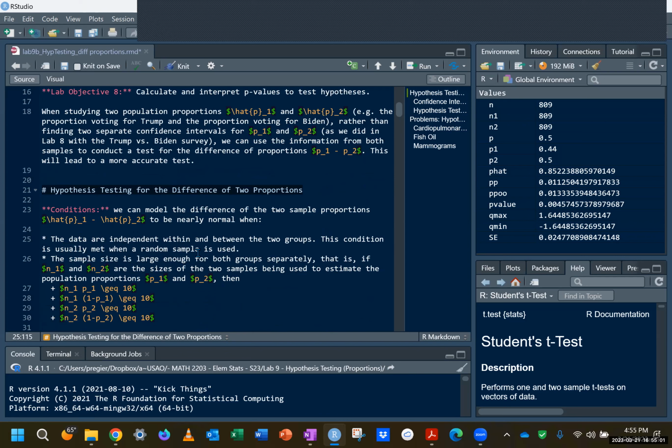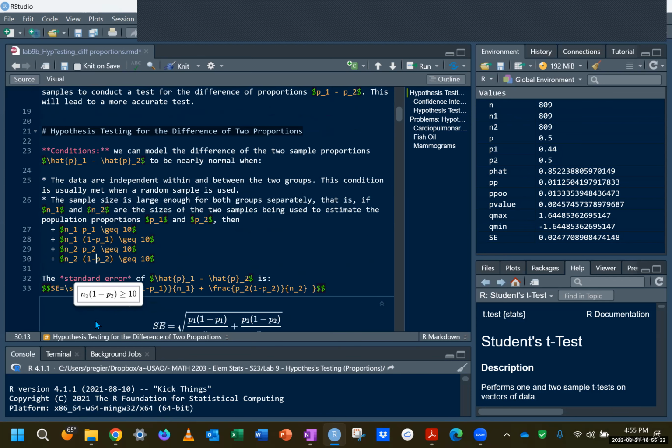The other condition, like before, is we need to have a large enough sample to say it's normal. So in this case, we need to have at least 10 successes. N1 times P1, where P1 is the proportion of success, gives us the number of successes from the first group. N1 times 1 minus P1 is the number of failures from the first group. That needs to be at least 10. And the same thing for both successes and failures of the second group.